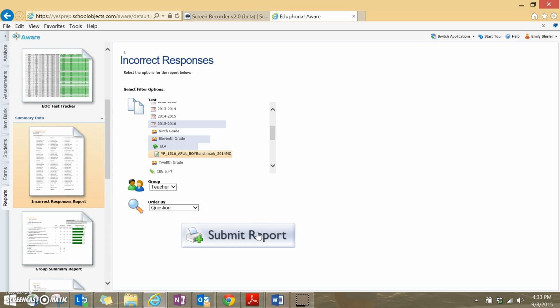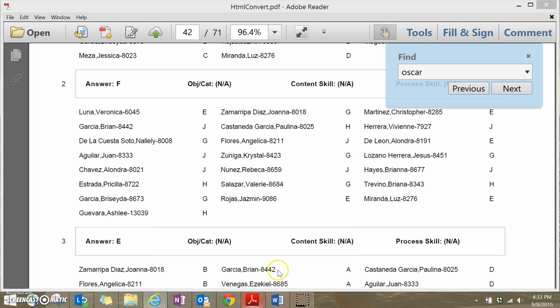Side note, it's going to take anywhere between 5 and 10 minutes. You'll see at the bottom of your screen eventually, it'll pop up and ask you if you want to open or save the report. Right now, it looks like nothing is happening. It's totally normal. Aware is generating your report. It's just very slow. So like I said, pull out some grading and get started. But then, once you have the report, it's going to look like this.